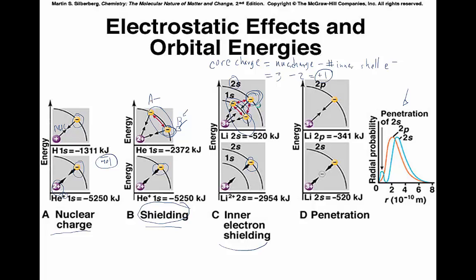So that means its energy is higher, right? It's not as stable because it's further away from that +1 charge. So we say that inner electrons shield the outer electrons and sort of destabilize them a little bit. So the energy goes up.